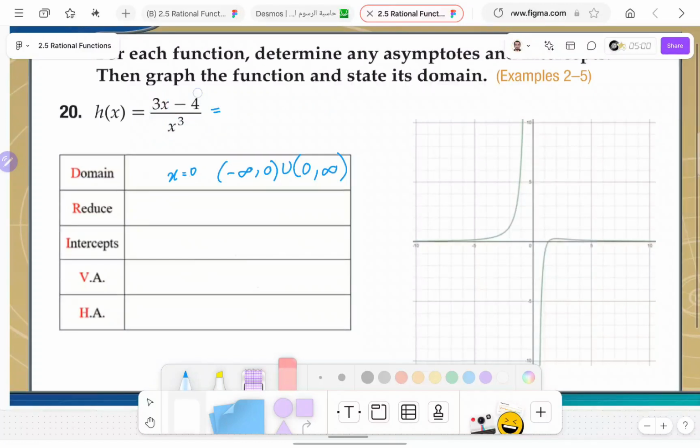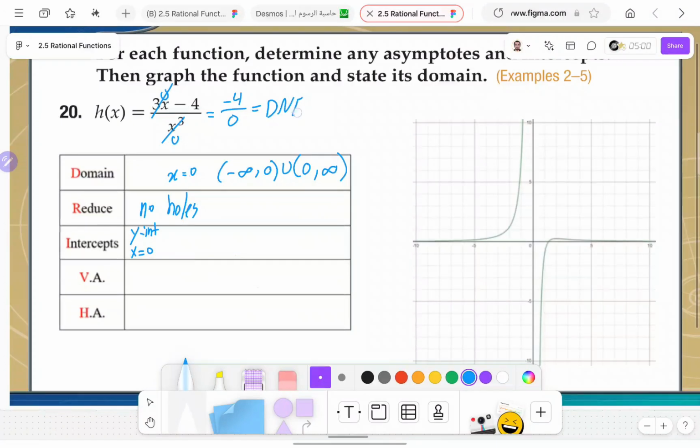So we just say reduce: no holes. No holes because there is nothing to simplify. Now intercepts. I need to find the y-intercept first. To find the y-intercept, put x equals 0. Now if I put x equals 0 here and x equals 0 here, this one will cancel, and this one will become 0, so negative 4 over 0. Okay, so this does not exist, right?